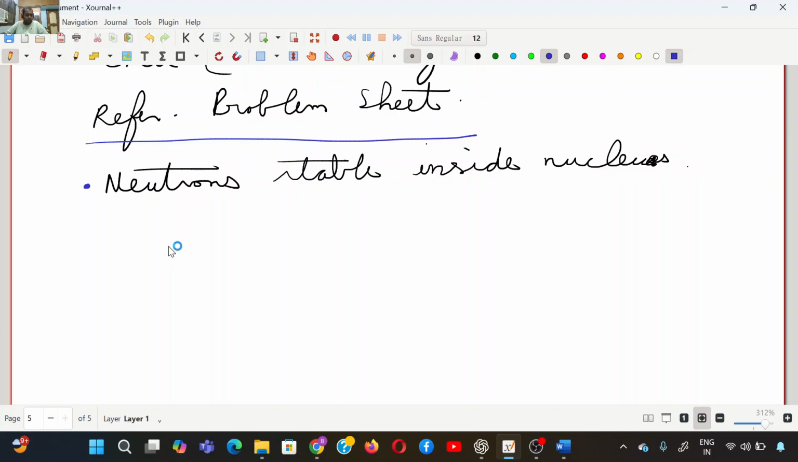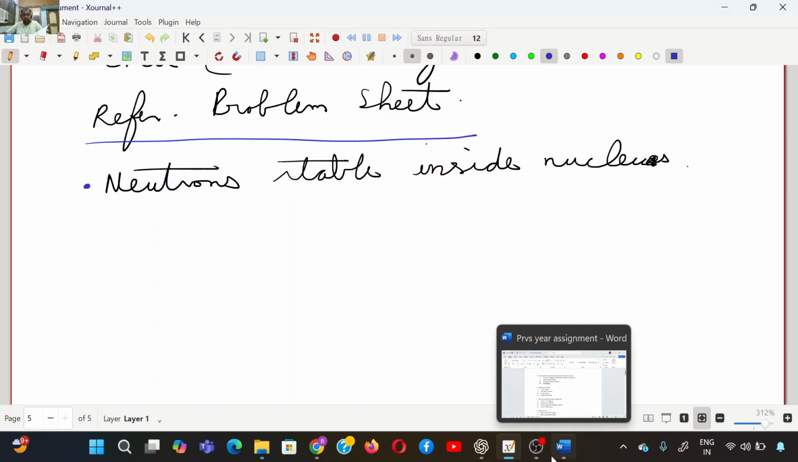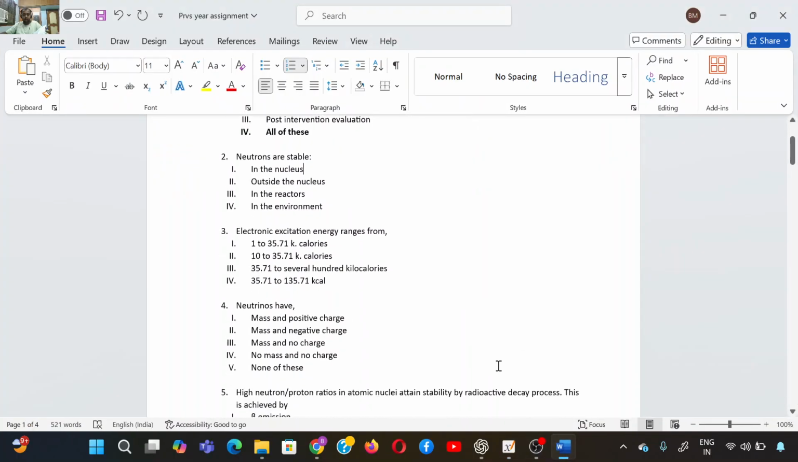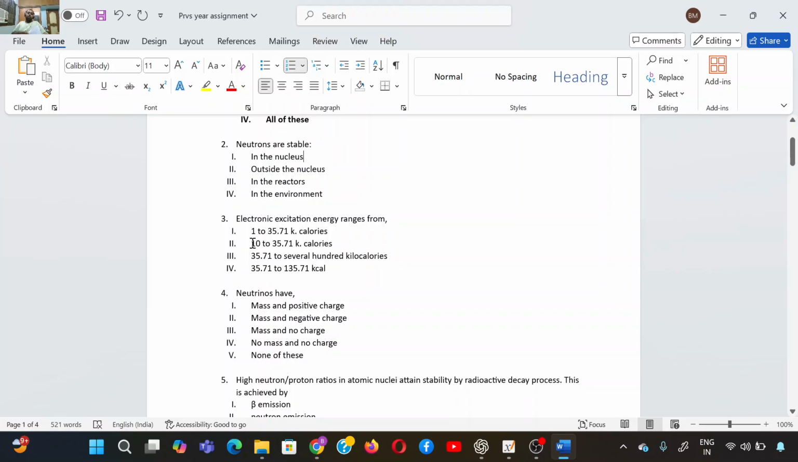The third one is also directly from his notes. Electronic excitation energy ranges from dash to dash. What do you think the answer should be? Four options are given. This is the answer. This is actually last year's assignment. So 35.71 to 700 kilocalories, directly from the notes.